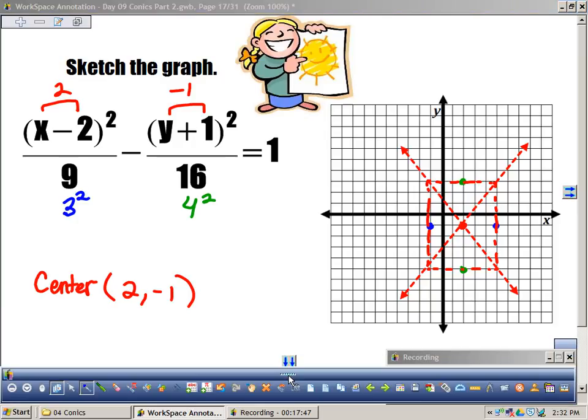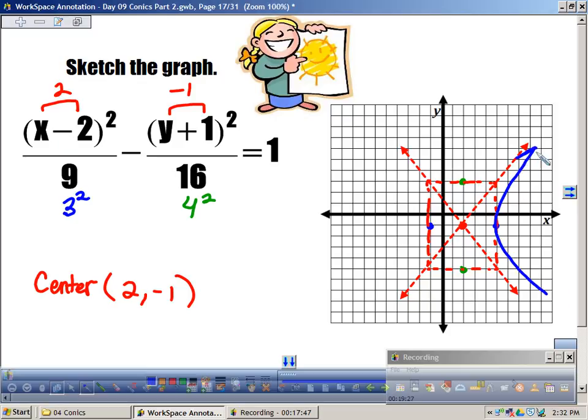Okay, and my branches, since it's x who comes first, my branches are going to be horizontal. Look how pretty that is.